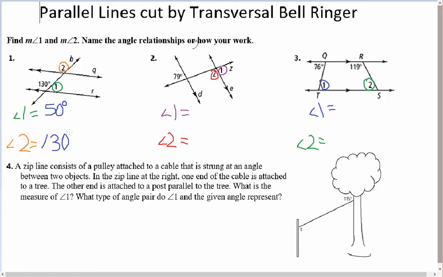And don't forget to show your work. So on 1 we said linear pair, and on number 2 we said those were corresponding. So on to number 2.